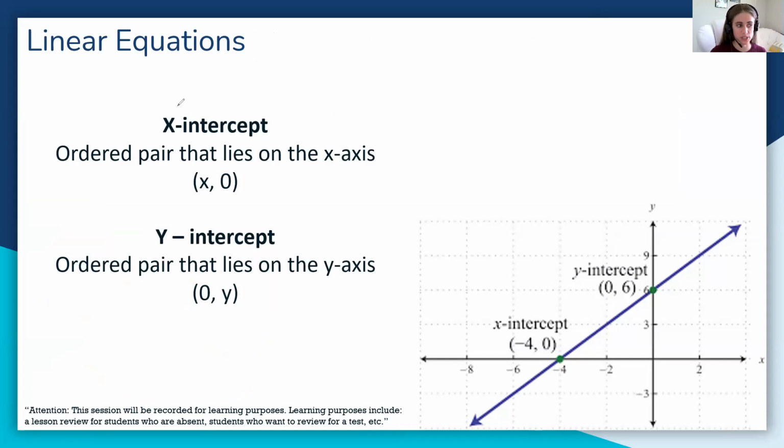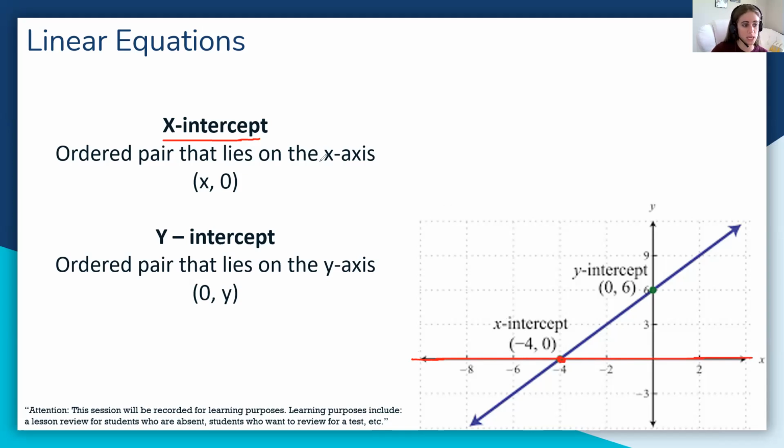Well, an x-intercept is an ordered pair that intercepts, so like if we think about football, you throw an interception, it lies on that x-axis. It's intercepting with your x-axis. So your x-intercept is any point that falls on the x-axis. It's intercepting that.